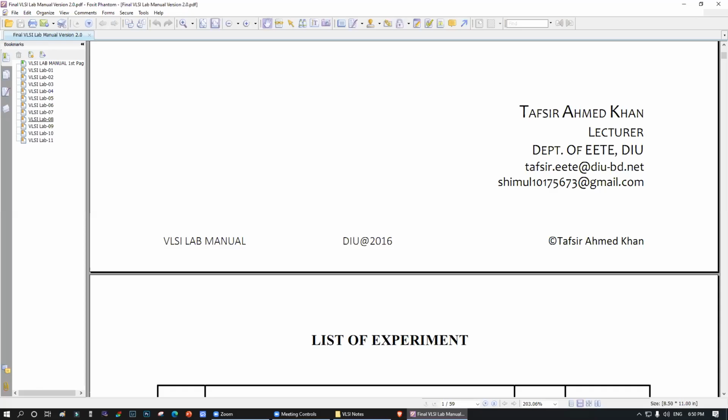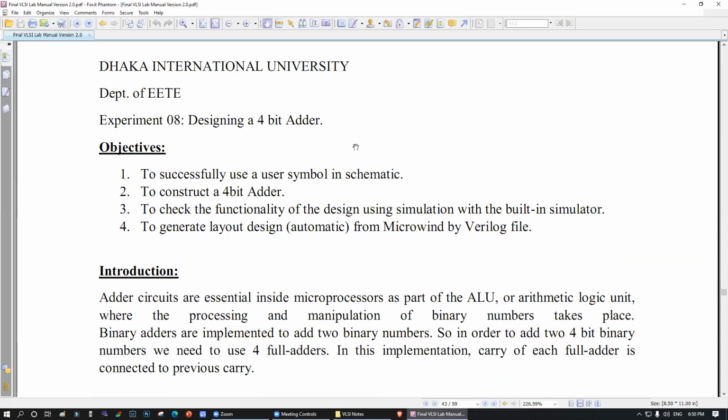Lab 8, right? Because number 7 is done, right? Yes, sir. Okay. Today we will be designing a 4-bit adder.